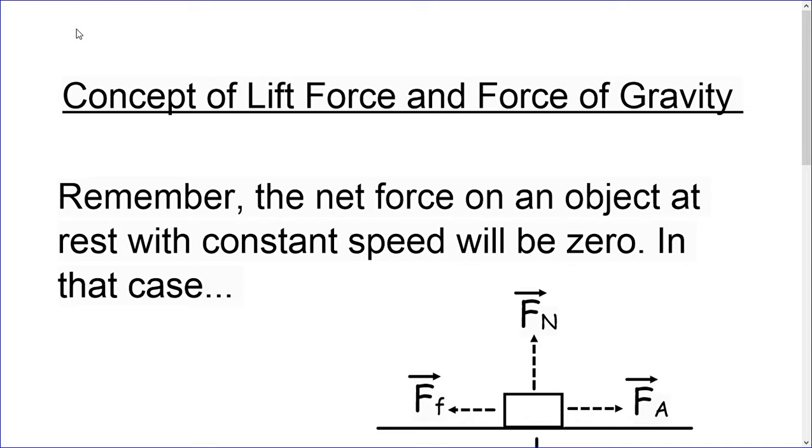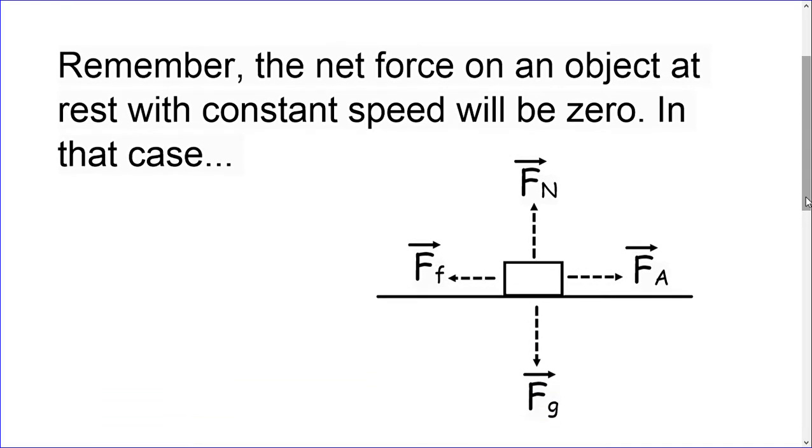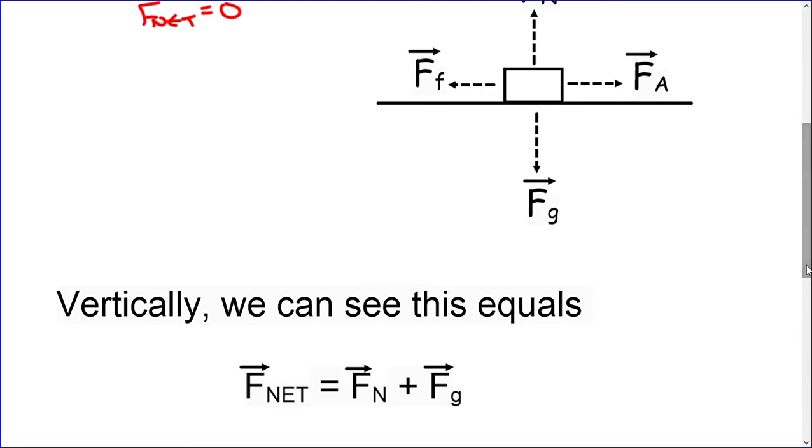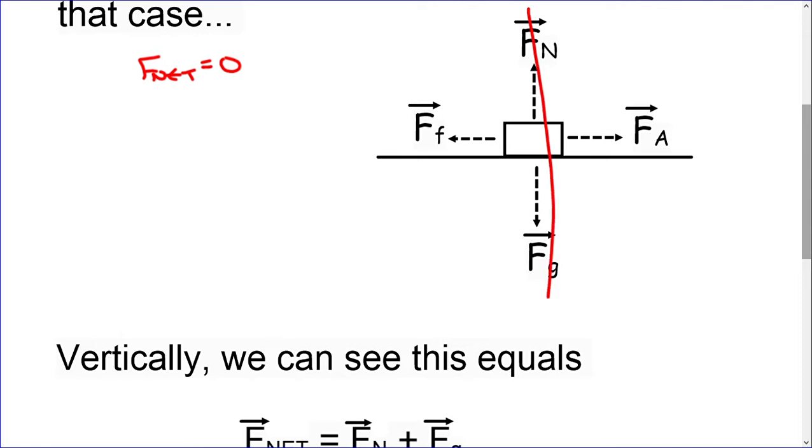So in this case, taking a look at our picture, let's say that an object was at constant speed, so we knew that the net force was zero. If the net force is zero on an object, what that's telling me is that whatever the forces are equal to, they must be the same number, just in opposite directions. And so, in this case, if I were to look vertically, this equals Fn plus Fg. If I were looking in this plane, the only two forces here, if this object is in contact with the surface, are Fg and then Fn.